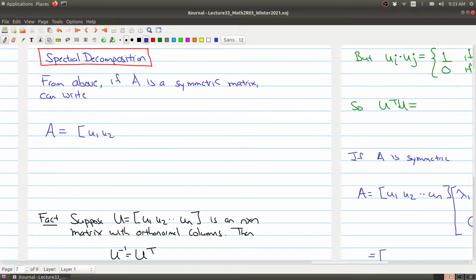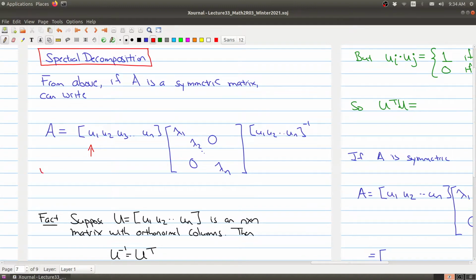So you can write it as u1, u2, u3 up to un, times the matrix lambda 1, lambda 2, up to lambda n, with zeros elsewhere, and then times the inverse of the matrix whose columns are u1 to un. Now let me just add some comments here.